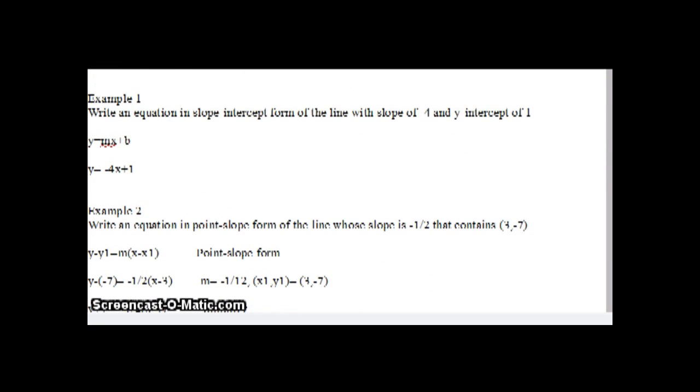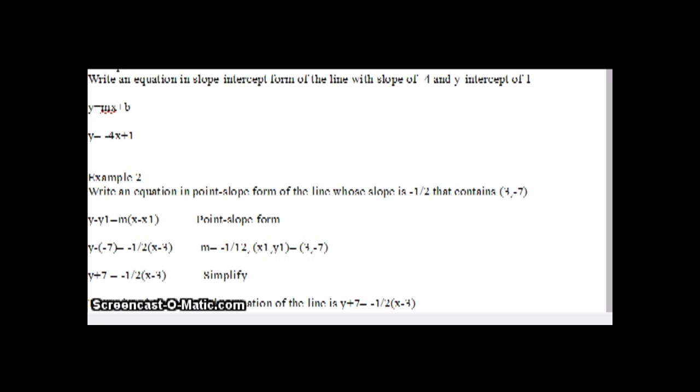Example 1. Write an equation in slope-intercept form of the line with slope of -4 and y-intercept of 1. Y equals mx plus b, and that's the slope-intercept form. Then y equals -4x plus 1, where m equals -4 and b equals 1. The slope-intercept form of the equation of the line is y equals -4x plus 1.